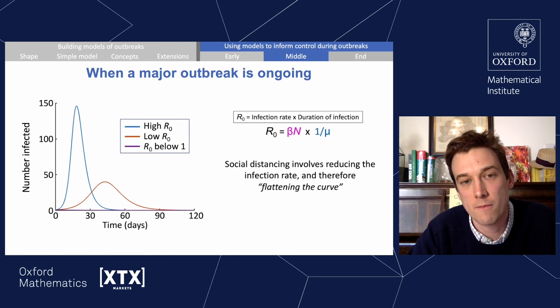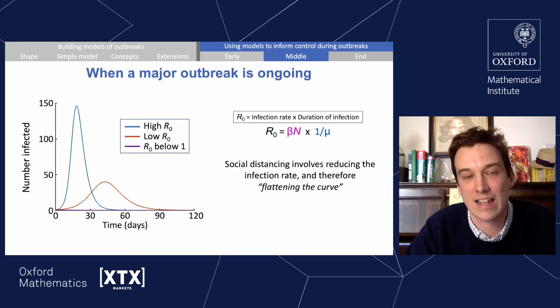So clearly this idea of flattening the curve is reducing R naught, making sure that the peak number of individuals that are simultaneously infected occurs later and that that peak is lower. And that's clearly good for healthcare services.